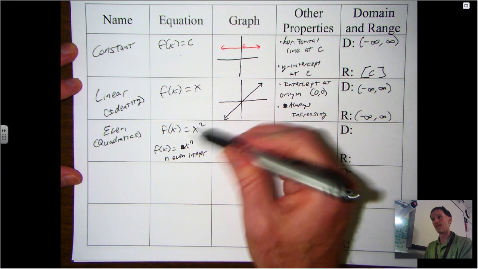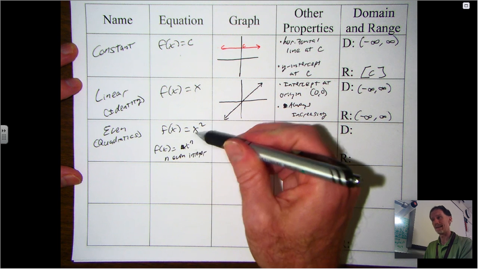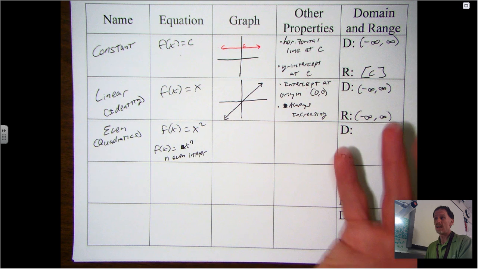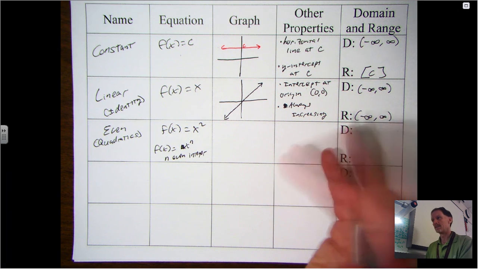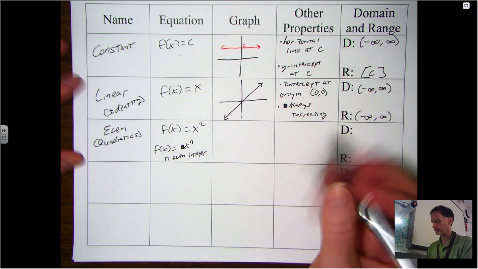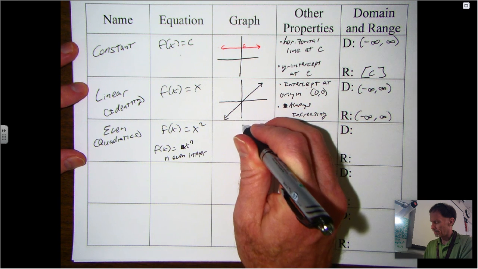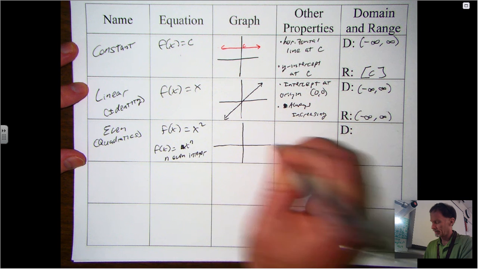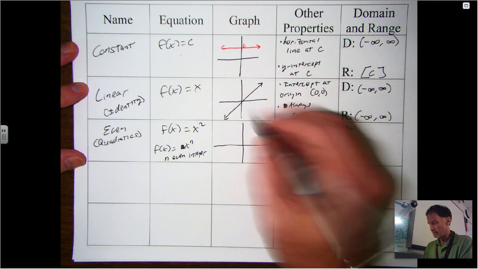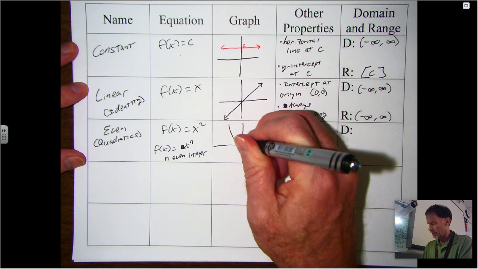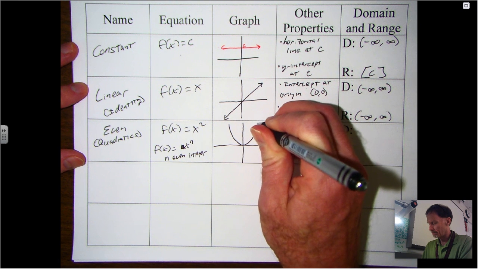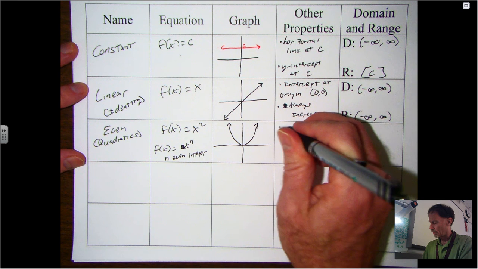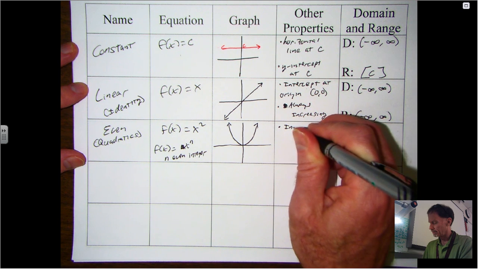So like if you see x to the fourth or x to the sixth or x to the eighth, they're all going to follow the same general shape and same general properties and stuff like that. The sketch of the graph, so this is what we call a parabola. The easy way to remember is it's just a U shape. And again, it's going to be hitting right there at the origin. So again, the intercept is at the origin.